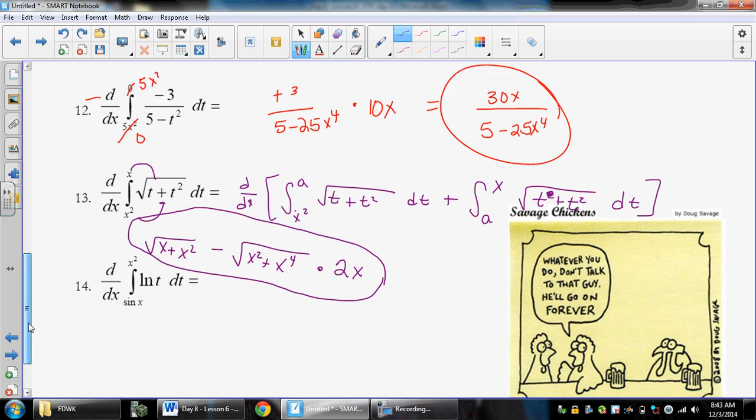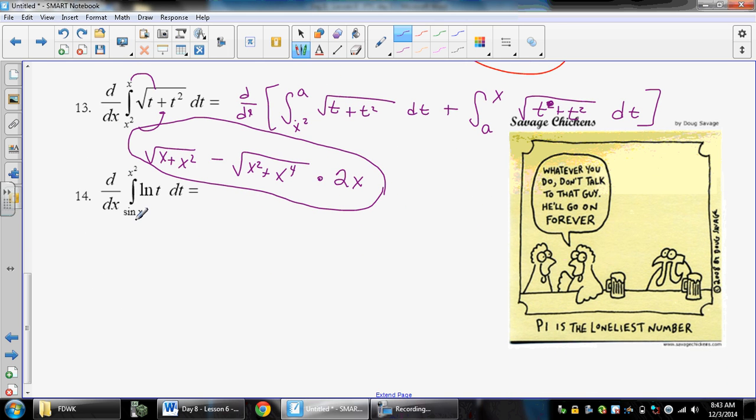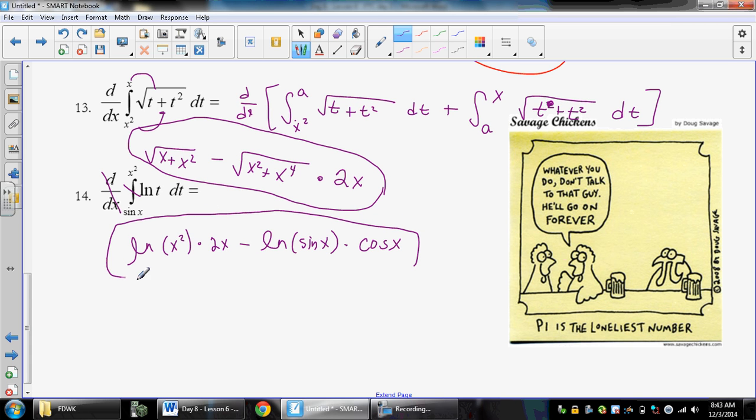When I take the derivative from sine x to x squared of ln t dt, the derivative and the integral cancel, and I have ln x squared times 2x minus ln sine x times cosine x. I plugged in the bound, I multiplied by its derivative. I plugged in the bound, I multiplied by its derivative, and la-ti-da, I'm done.